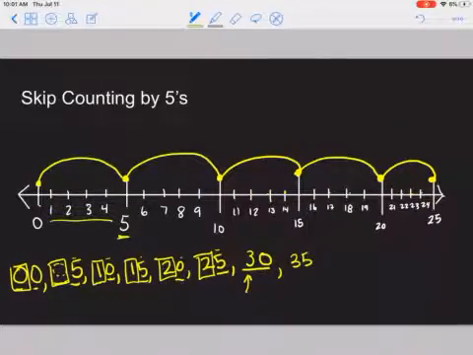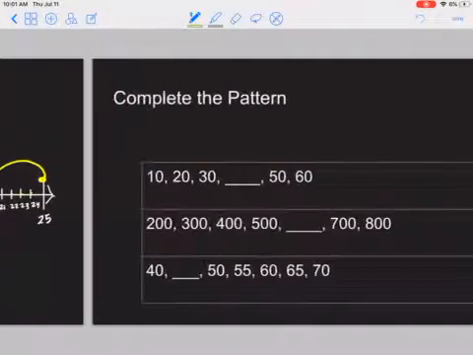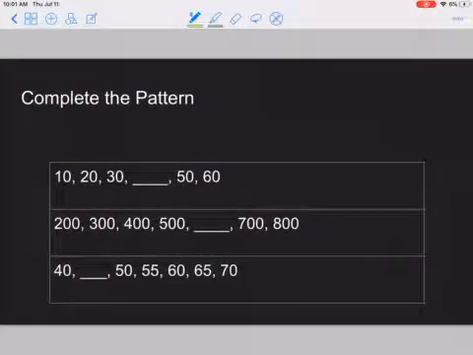So let's do this again. Let's start at the beginning. We're going to start at 0, 5, 10, 15, 20, 25, 30, 35. And you could keep going like that, skip counting by 5s. So let's complete some patterns really quickly here. Let's look at this one.